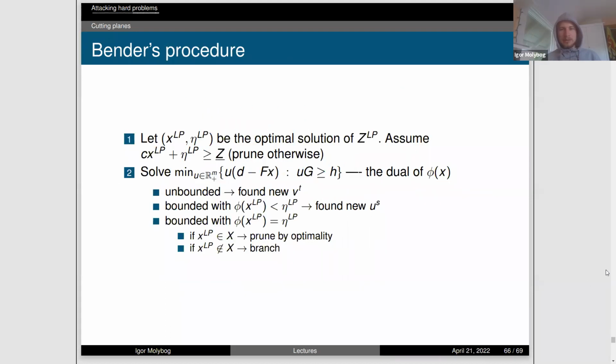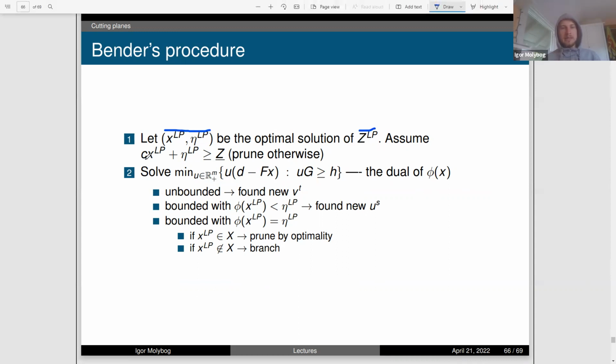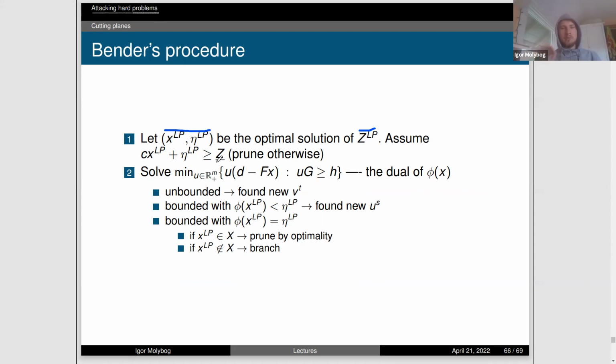Okay, so since it's a relaxation, let us say that XLP and eta LP are the optimal solution of the LP relaxation, and let us assume that CXLP plus eta LP is greater than or equal to some lower bound that we have had from prior experience on the value of Z. Because if it's less than the lower bound, then we would just prune the corresponding branch, and that's it. We would be done. So we should assume that CXLP plus eta LP is greater than or equal to our lower bound.